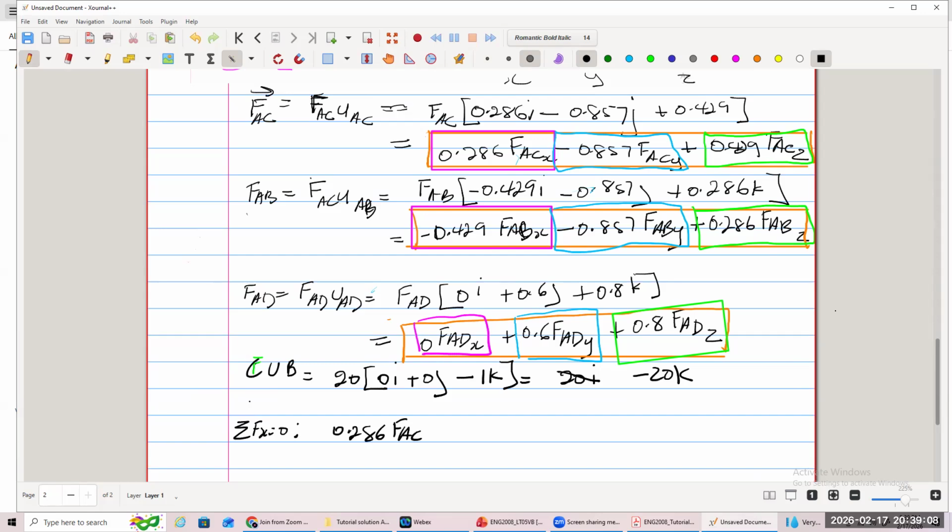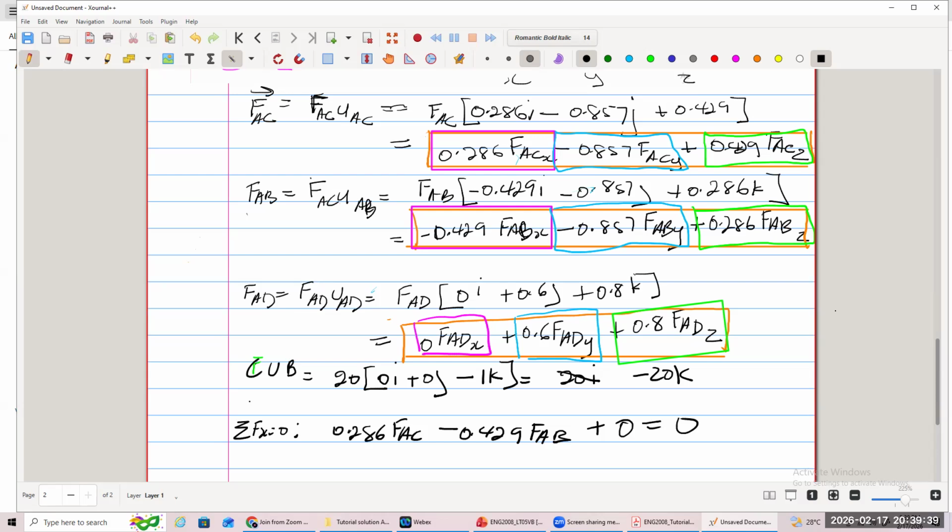That's for the first line, and the next line would have been, make sure I write the right value. That would be minus, second one, 0.429 FAB. Right? It is already X, you don't have to write anything else. And the last one would have been plus 0. The last one is 0, equals to 0. So remember the equilibrium equation, everything must be equated to 0.